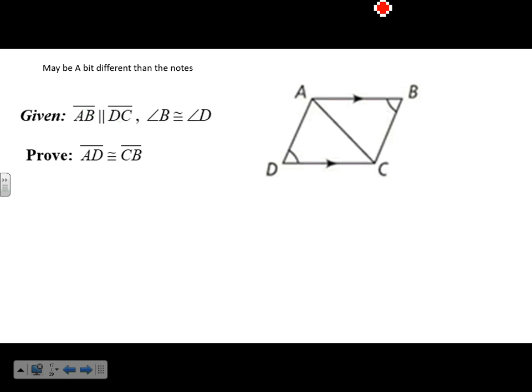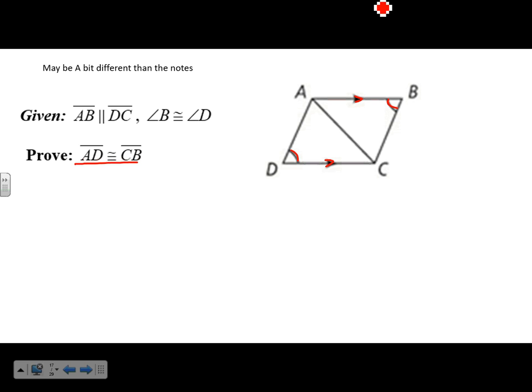Now, this might be a little bit different in your notes, depending on what year you're watching this, because this wasn't a proof, but I made it a proof. And all I did to make it a proof, so in your notes, you don't have to do anything. You don't have to erase it all or tear it up. All I did was I added this one line. Everything else is the exact same. So if the given is that AB is parallel to DC, and they marked that for us, and I know angle B is congruent to angle D, they marked that for us, can you prove that AD is congruent to CB?